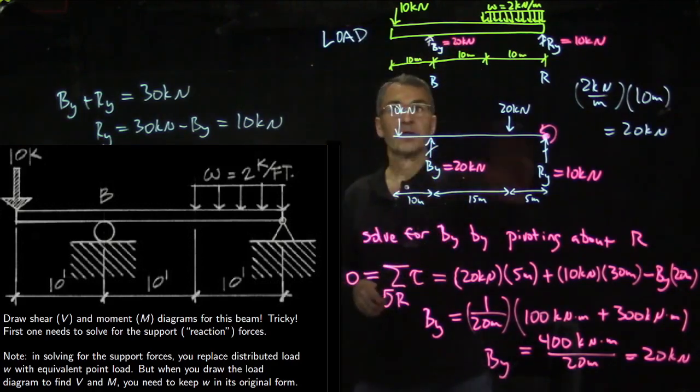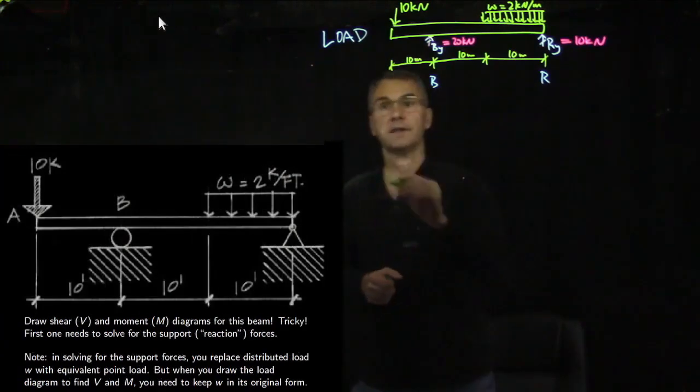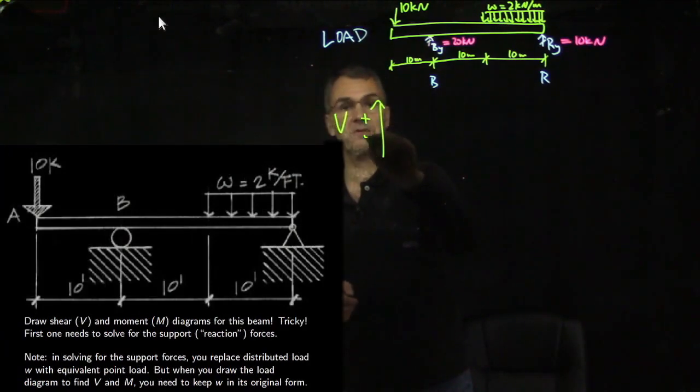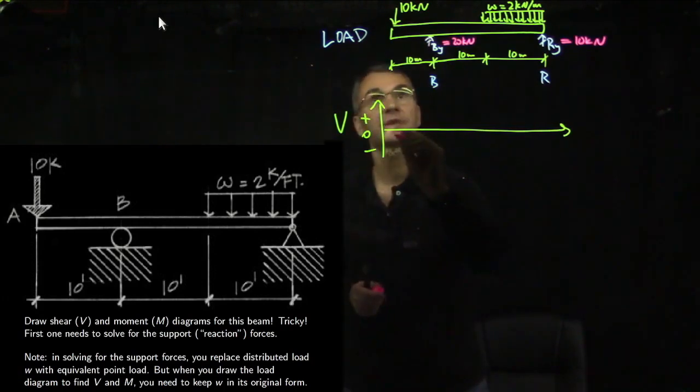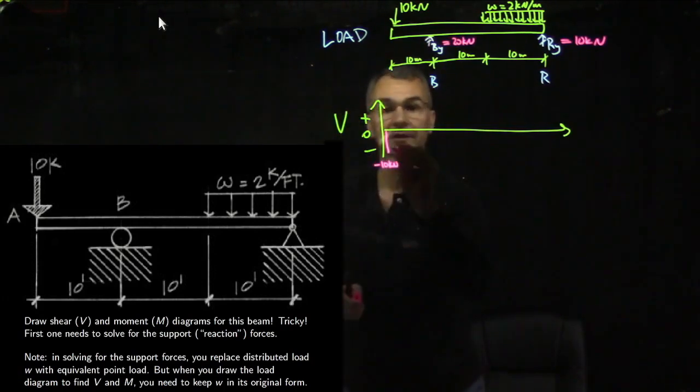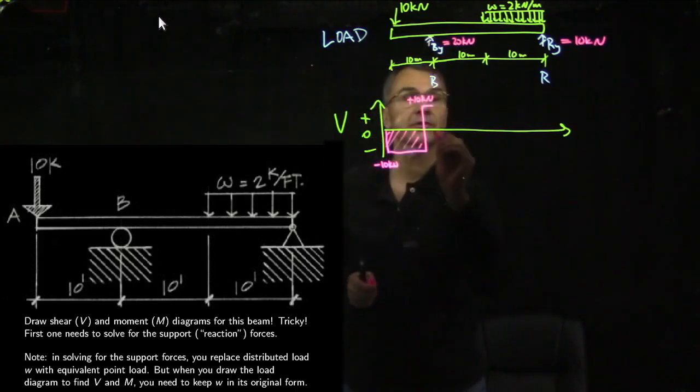And then we can erase and make room to draw the V and M diagram. Okay, now we can draw our shear diagram. Plus 0 minus. So we want the running sum up minus down, starting from the left. So we go down to minus 10 and we stay there for a while. Then we have plus 20. So plus 20 brings us from minus 10 up to plus 10. And we stay there for a while.